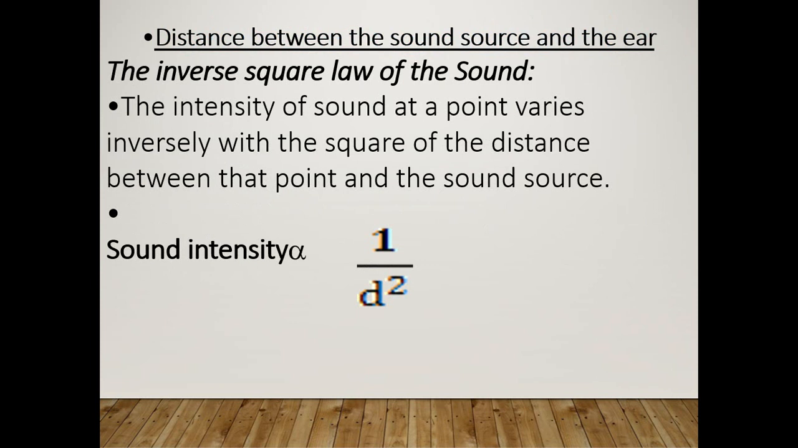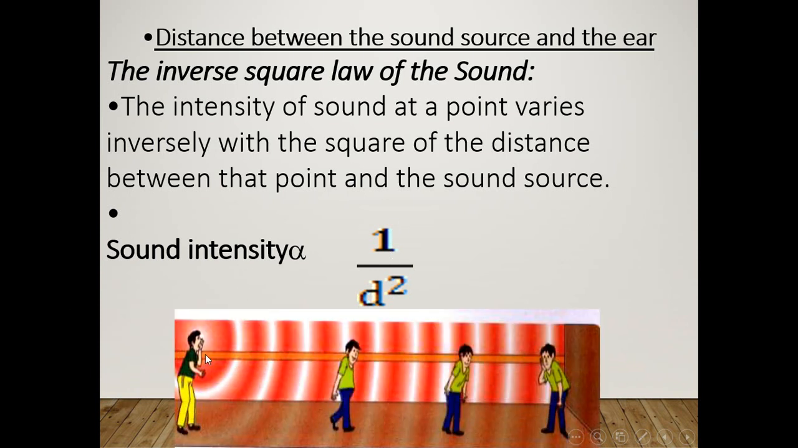And we calculated it in the law which is defined as the inverse square law of the sound. The inverse square law of the sound says that the intensity of the sound at a point varies inversely with the square of the distance between the point and the sound source. So the sound intensity is proportional to 1 over distance squared. So here, when the boy hears the sound from this distance, we have a low sound intensity. But for this boy, the sound intensity increases more and more because the distance decreases so much.